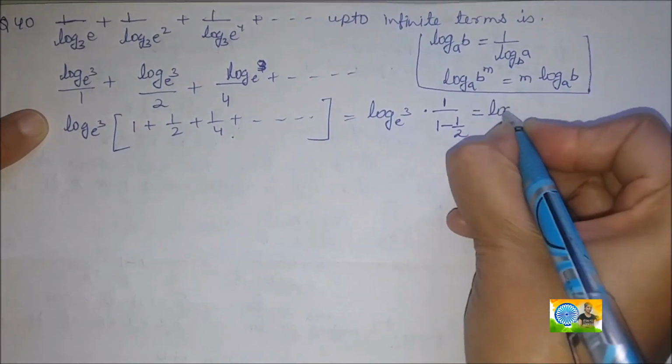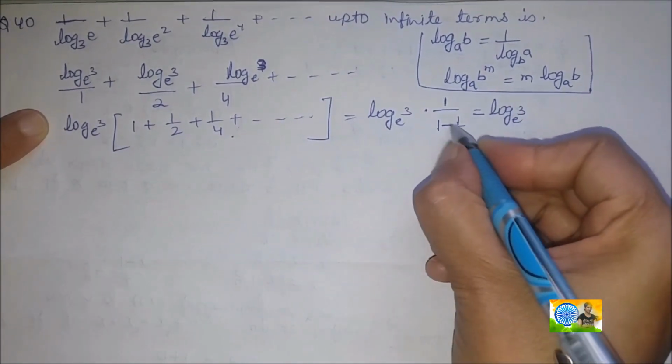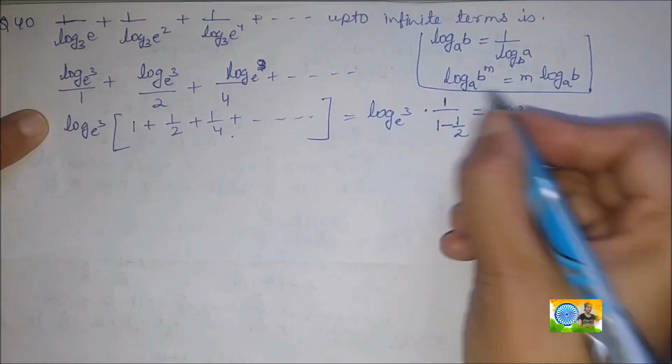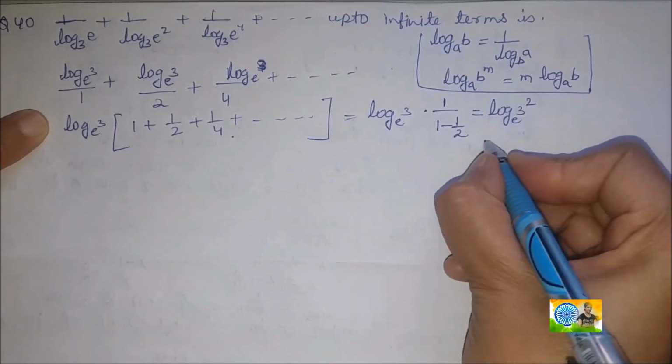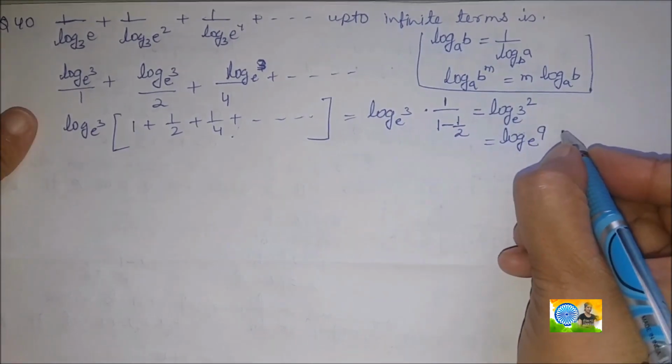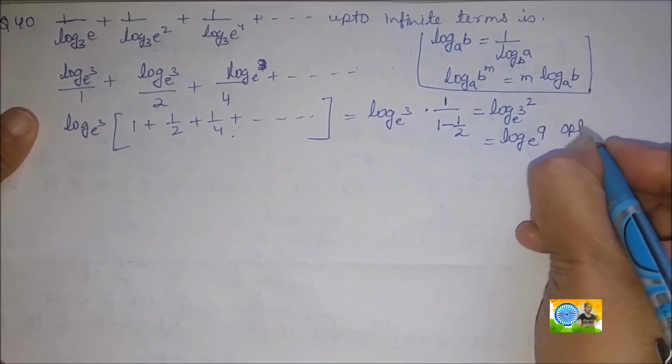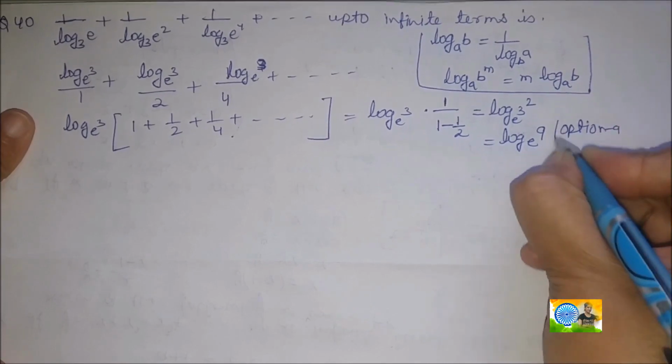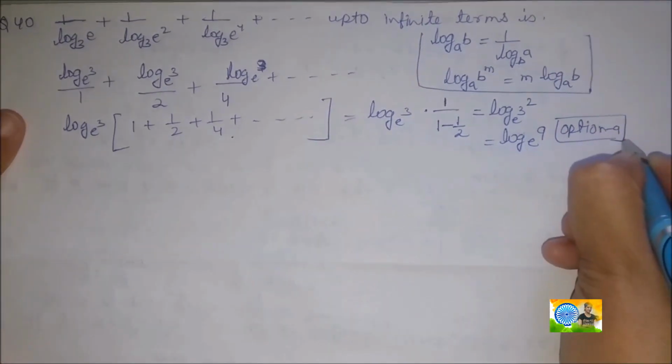This will give log e3 times 1 upon 1 minus 1 upon 2, so 2 will go to the numerator, and we can say this equals log e9, and this matches with option A. So option A is the correct answer. Let us now see question number 41.